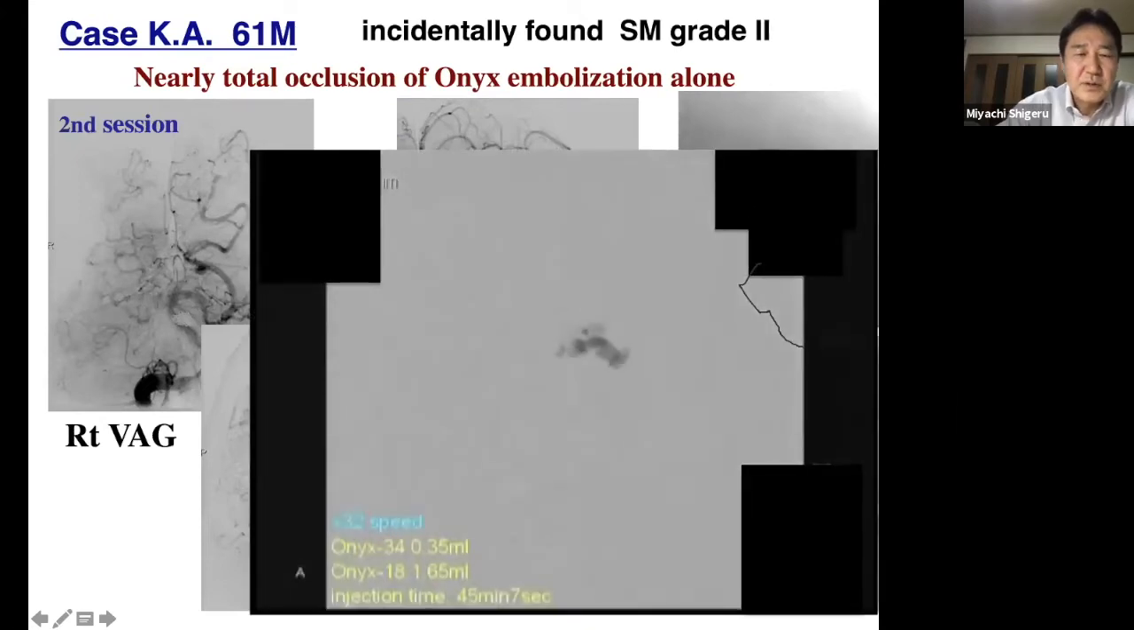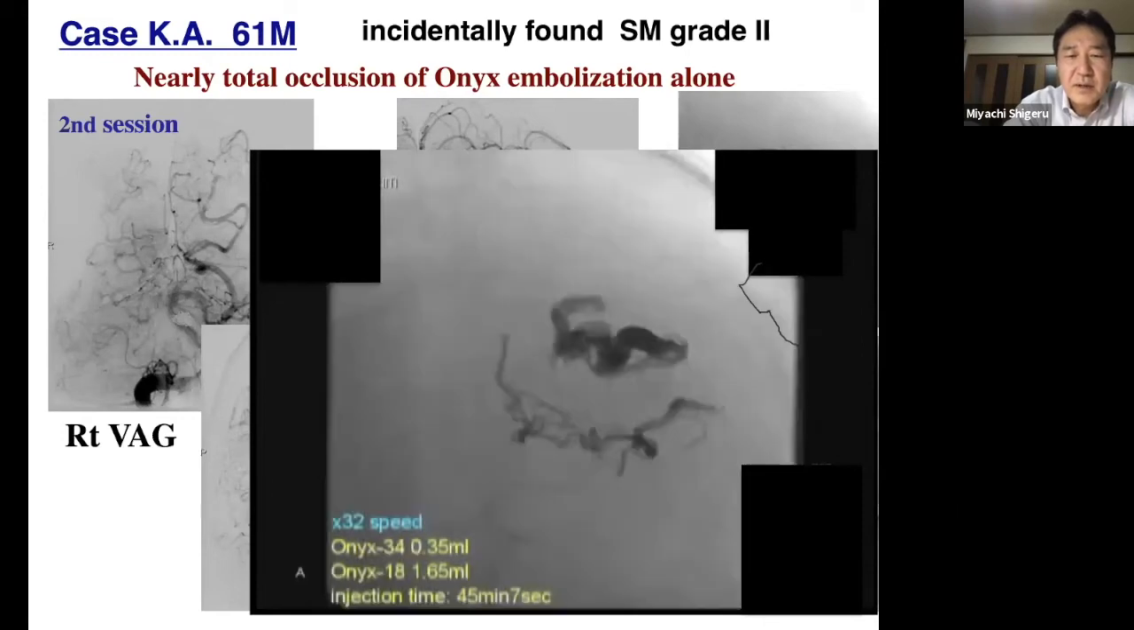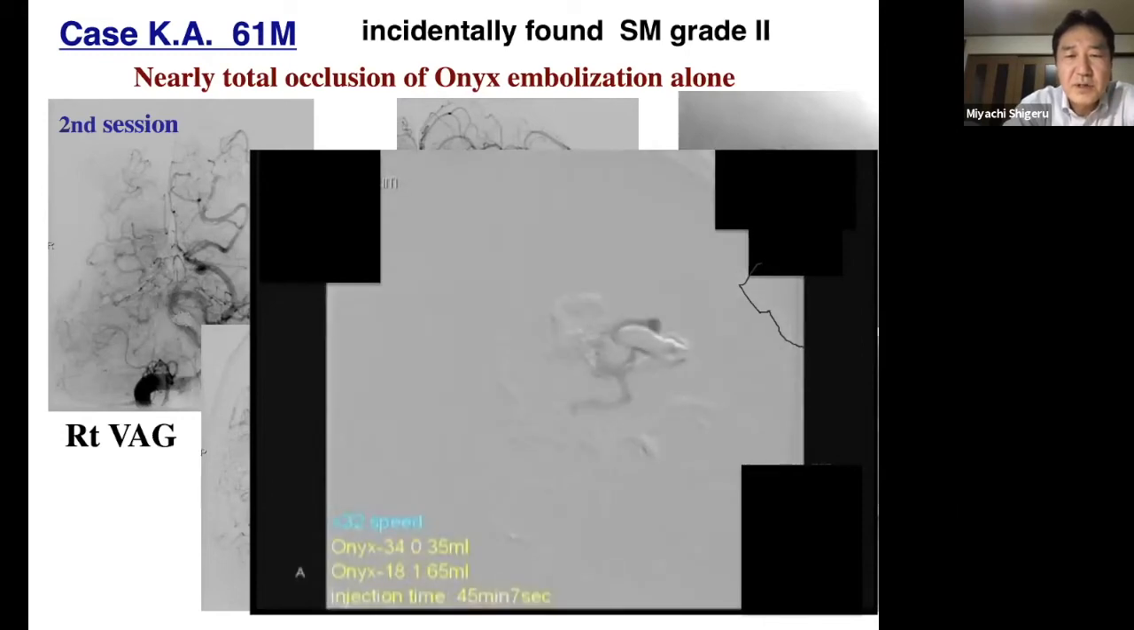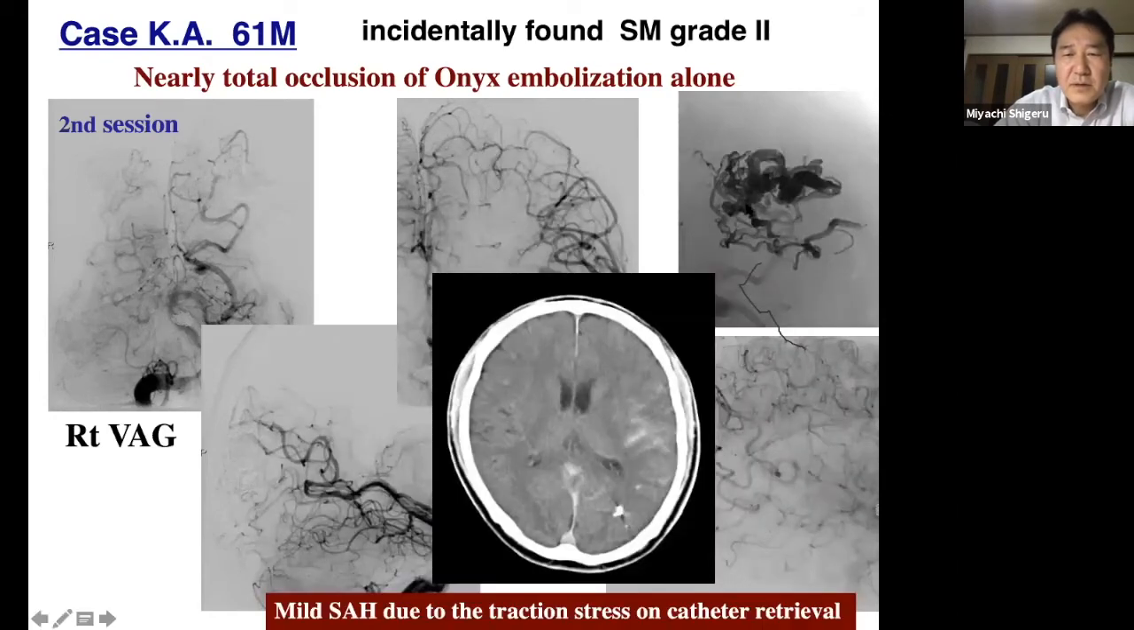I will show a very high speed video, and you can see the Onyx gradually penetrating the nidus. Just after retrieving the microcatheter, there was a small retracting injury and a small subarachnoid hemorrhage, but no symptoms.